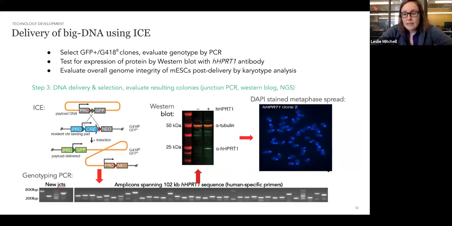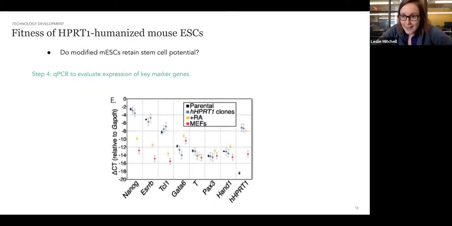To evaluate the genotype or the karyotype of these cells, we also did some metaphase spreads and showed that karyotypically the genome was normal post-delivery. And then for the stem cell experts in the room, so to speak, the virtual room, we also evaluated a series of markers important for stemness and showed that there was no negative effect on the stem cell potential of these cells as a function of this genome modification.